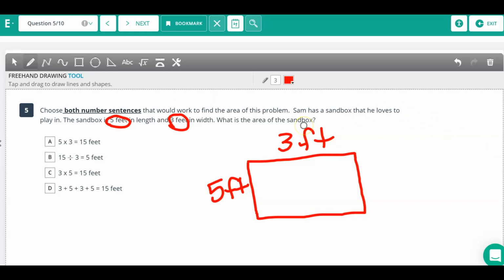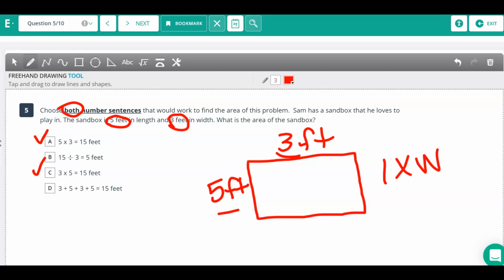And it's telling me to choose both number sentences. The word both means that there will be more than one. That will tell me how I can get the correct answer. Well, I know area is length times width. So let's see if there's a problem that multiplies 5 times 3. 5 times 3, yep, C will be one of the answers. Is there another one that shows 5 times 3? Yeah, because we can multiply them both ways, 3 times 5 or 5 times 3. They will both get us the same answer.